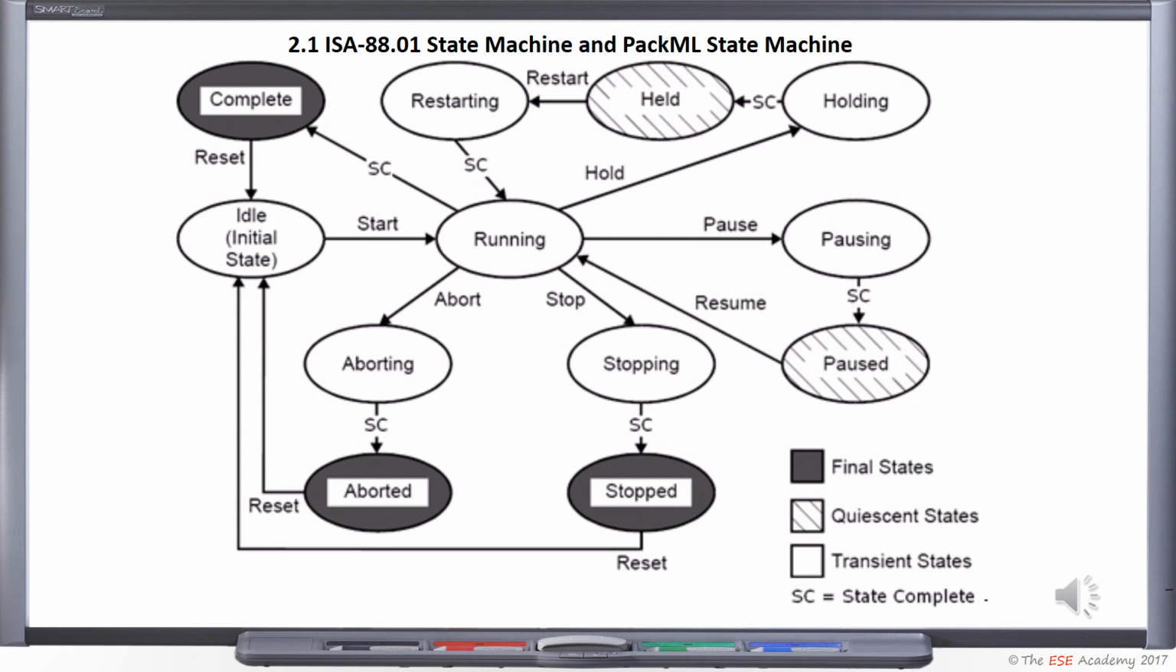For example, when the machine is in idle state, it waits for a start command that will cause a transition to running state. When the machine is in running state and receives a pause command, it will go into pausing. Once the pausing procedure has been completed, the machine will remain in the paused state. No parallel states are allowed to be active in one machine at the same time.